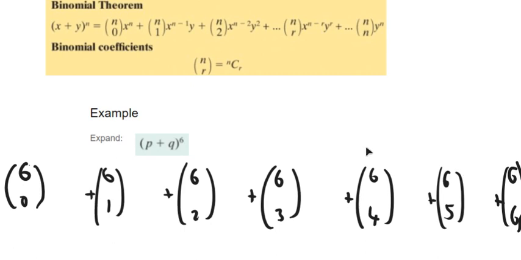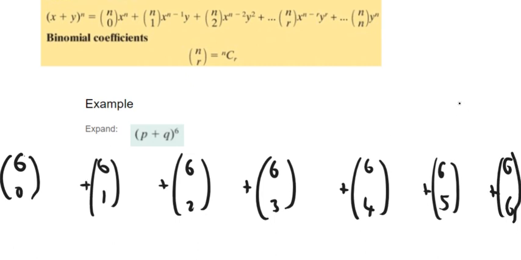In front of each one. So that's my first step, because you can see it's repeating. That's just what you have to do. You just go up to 6 choose 6, or whatever your power is.